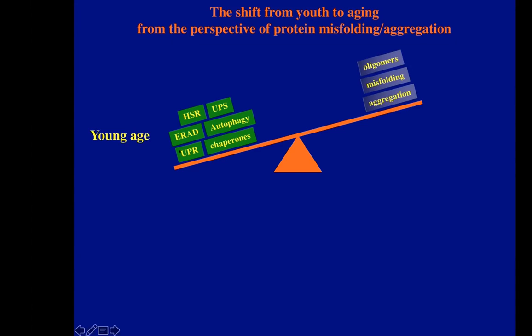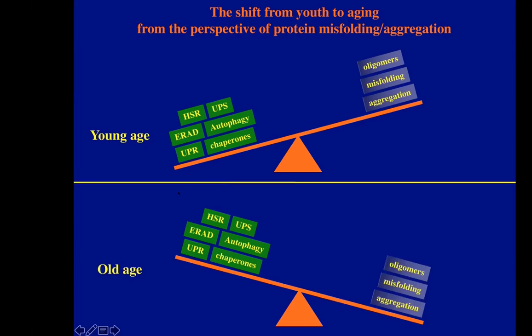But these are counteracted very effectively by our proteostasis network formed by the translation machinery, chaperones, autophagy, and the ubiquitin proteasome system. And this proteostasis network can counteract misfolding and aggregation very effectively, and apparently we don't have any problem.